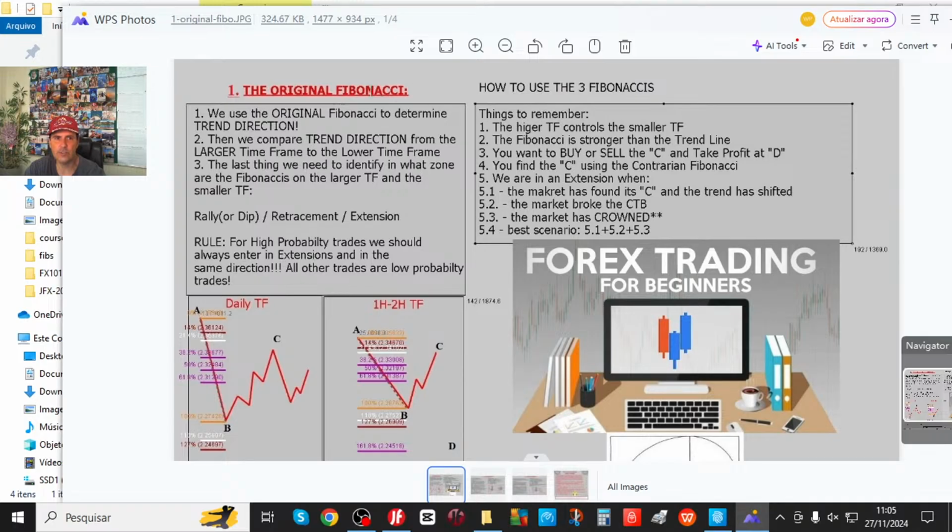The original Fibonacci, we use the original Fibonacci to determine trend direction. Then number two, we compare trend direction from the larger time frame to the lower time frame. Number three, the last thing we need to identify is in what zone are the Fibonaccis on the larger time frame and the smaller time frame. Rule: for high probability trades, we should always enter in extensions and in the same direction. All other trades are low probability trades.